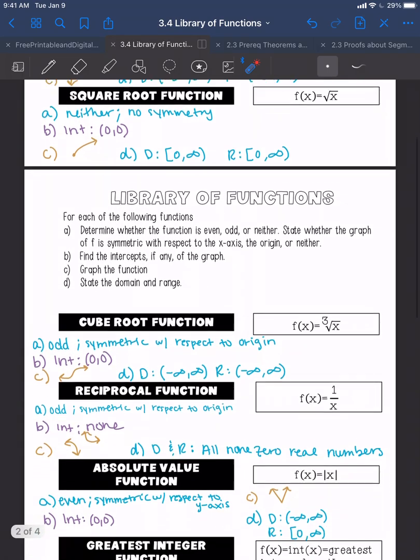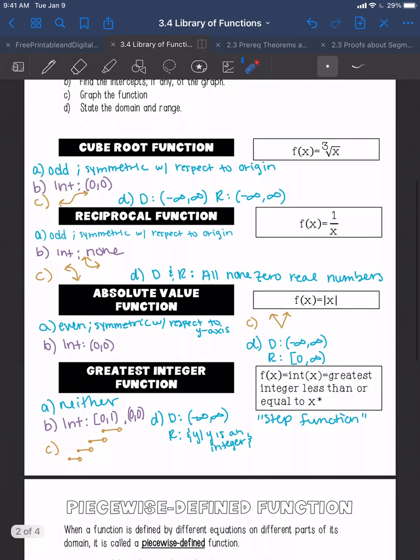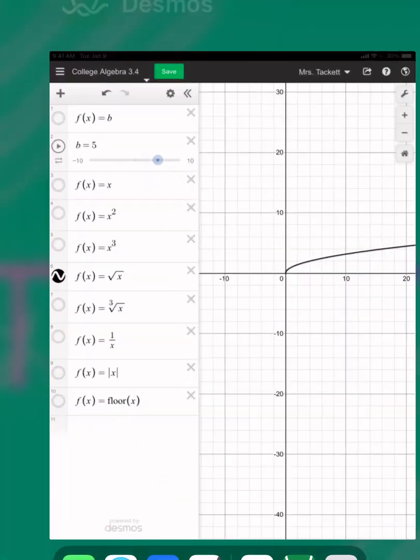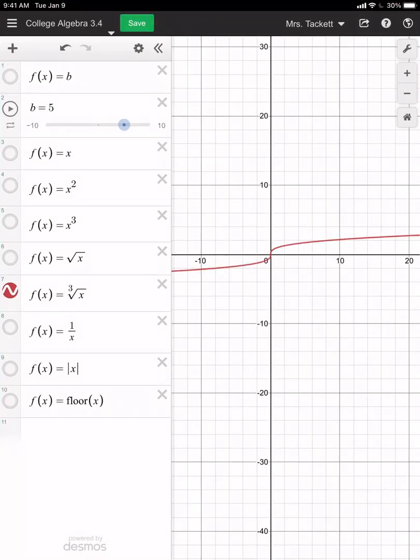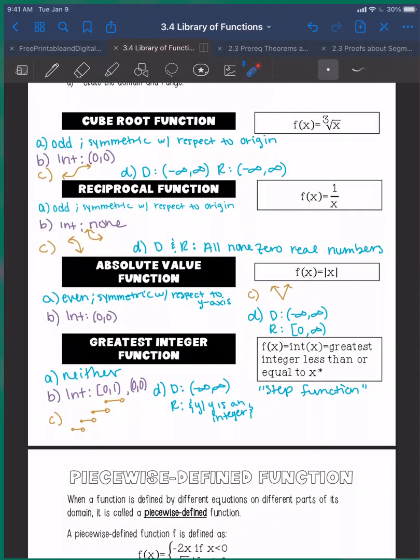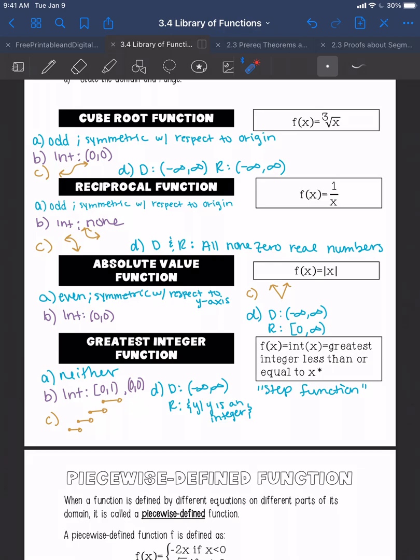Moving on to the ones on the back, we're doing the same thing. Cube root function, looking at its graph, looks like this. It does have an intercept at 0, 0. It is symmetric with respect to the origin, so it is an odd function. So odd function, its domain and range are both all real numbers.